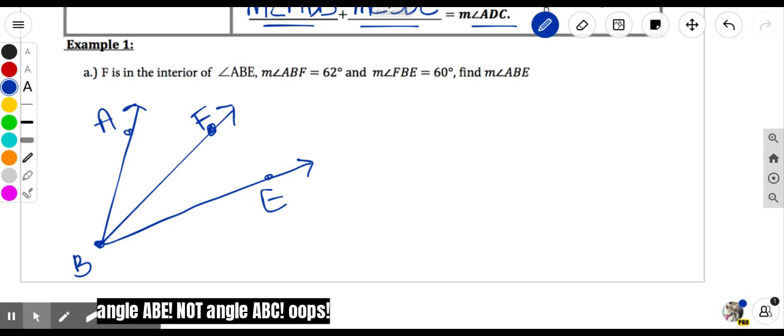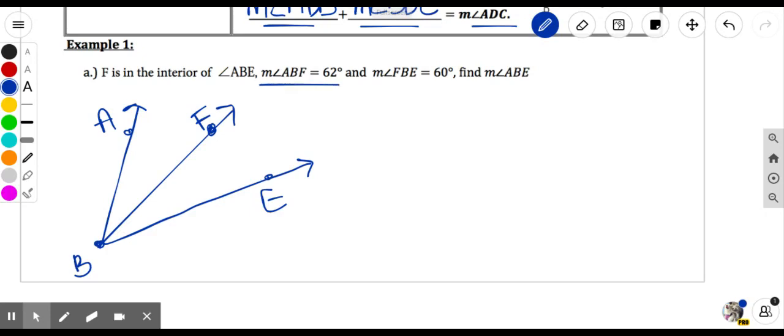F is in the interior of ABE. Let's label it. It says the measure of angle ABF, this one here, is 62. And the measure of angle FBE is 60. I did not draw this to scale. I just sketched it. So when you're drawing a picture, it doesn't have to be exactly to scale. Just sketch it so you have a good idea of what's happening.